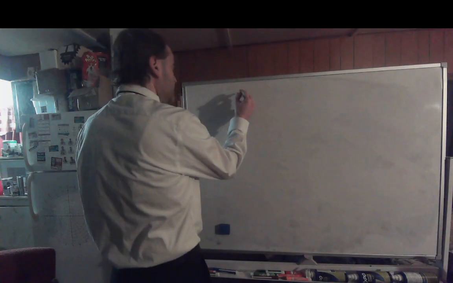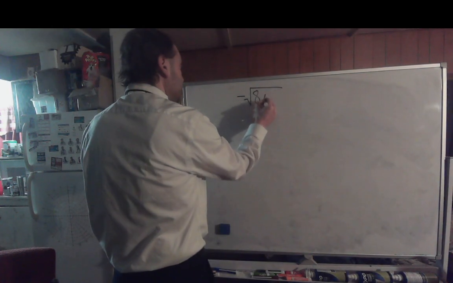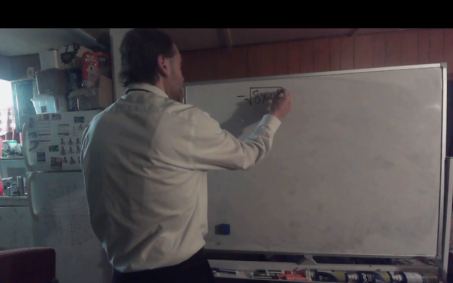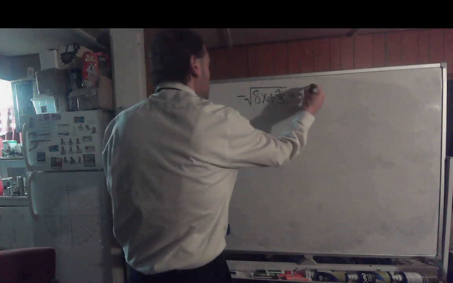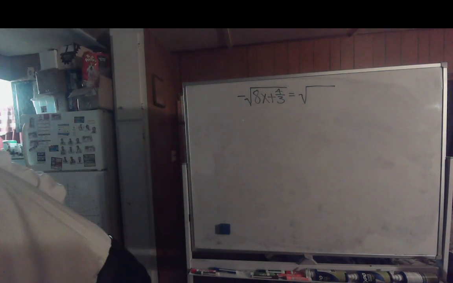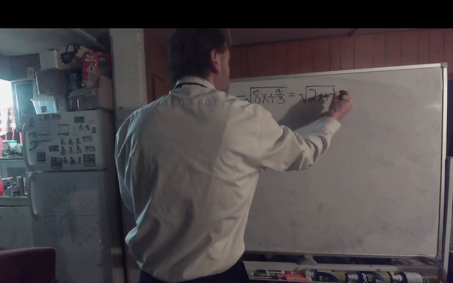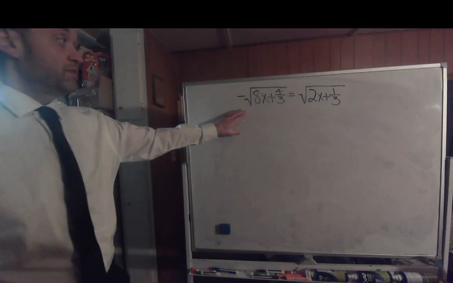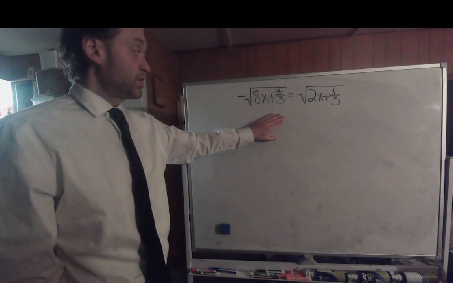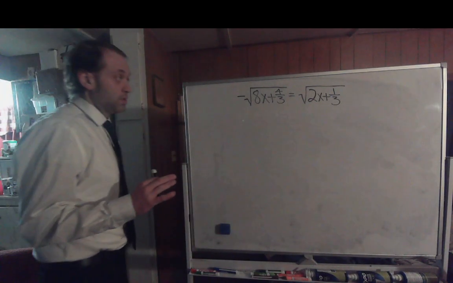Now here's a good one. Negative of the square root of 8x plus 4/3 would be equal to the square root of 2x plus 1/3. Alright, so this is different. We have negative of the square root of 8x plus 4/3 equals positive square root of 2x plus 1/3.